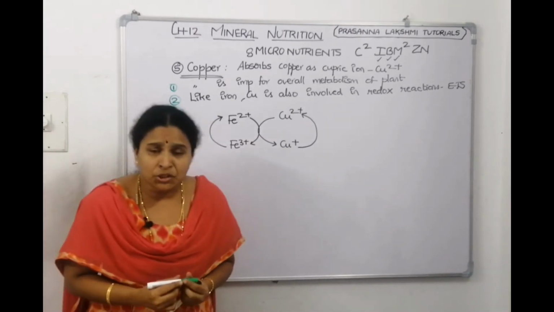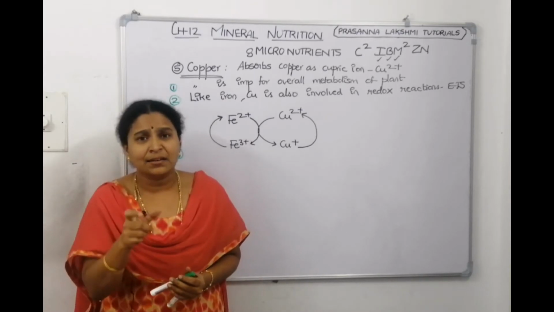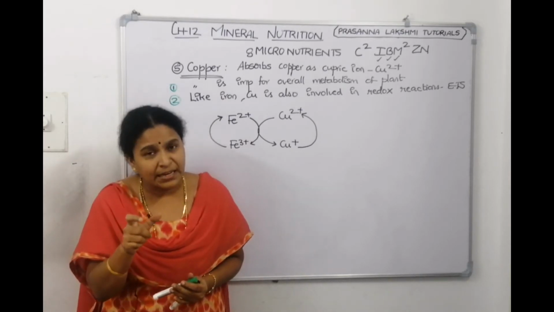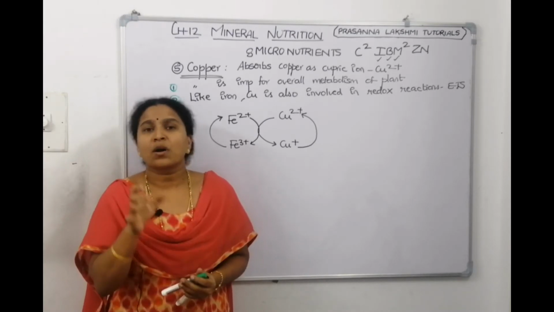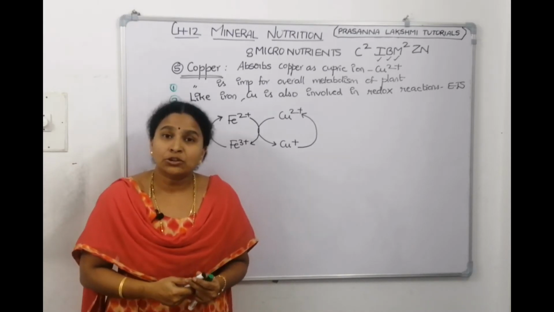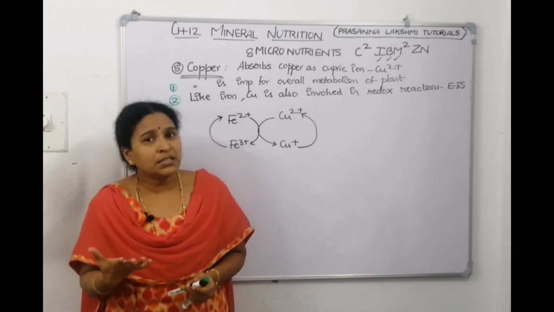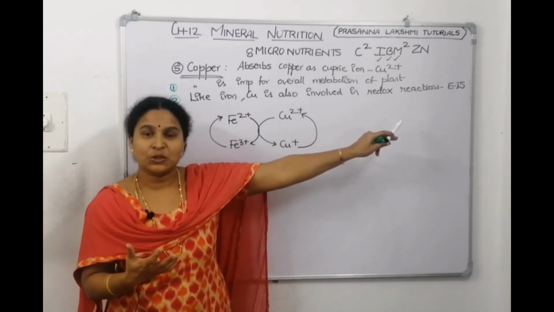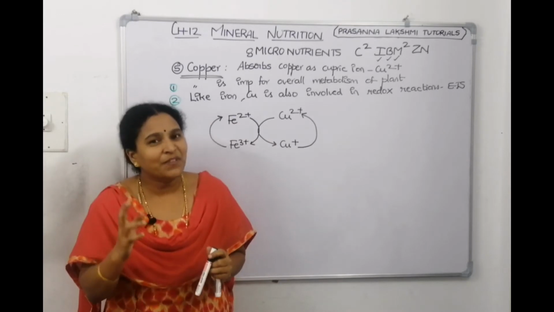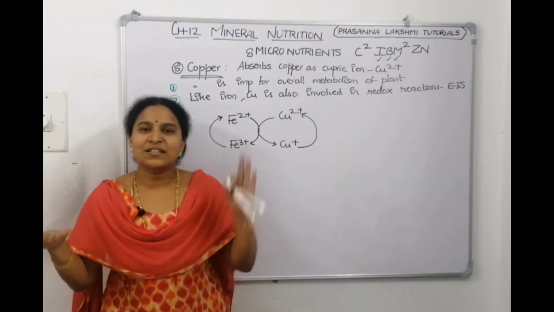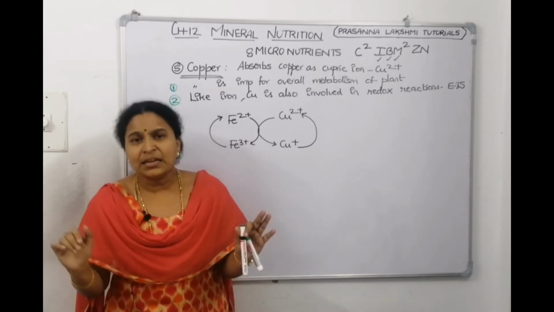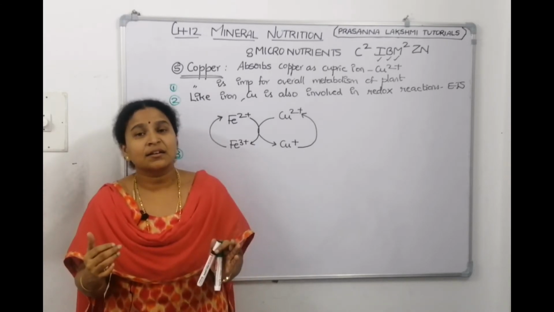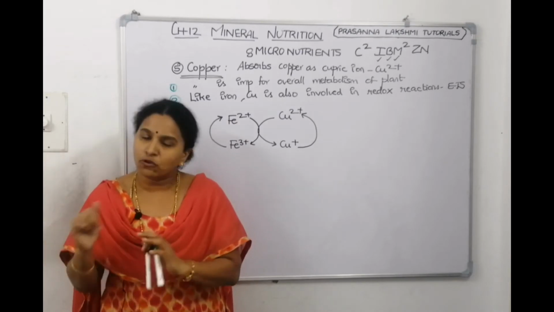Now let's talk about the third function of copper. Copper is a constituent of an electron carrier. Its name is plastocyanin. What is the name of the electron carrier? Plastocyanin. Where do you find this electron carrier? In the electron transport system. In photosynthesis also it is there, in respiration also it is there. Plastocyanin is the name of the electron carrier in ETS of photosynthesis.